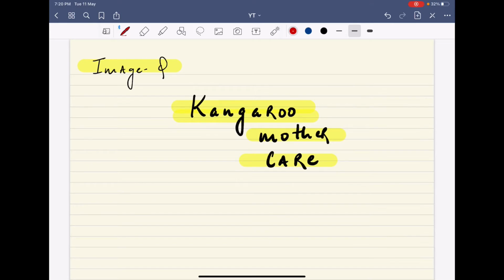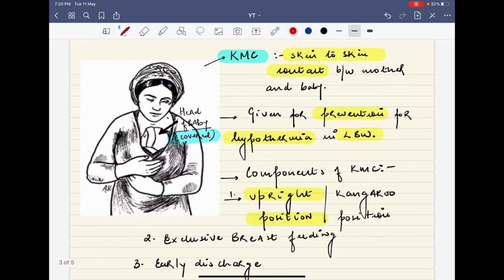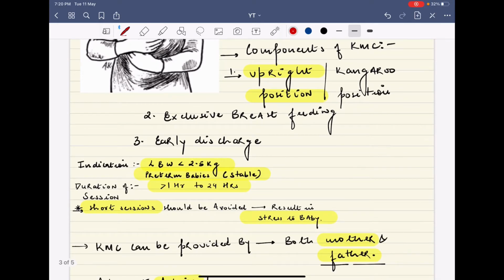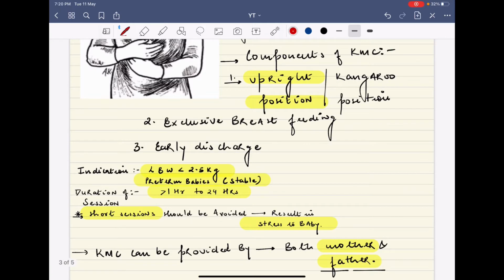So straight away moving to the kangaroo mother care, what is this kangaroo mother care? Now, the definition of kangaroo mother care is skin to skin contact between mother and baby. It is given for the prevention of hypothermia in low birth weight babies. What are the components of kangaroo mother care? Now you have to remember that the components are upright position or kangaroo position.